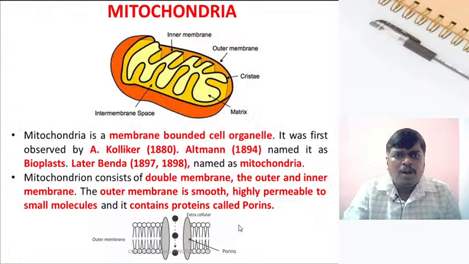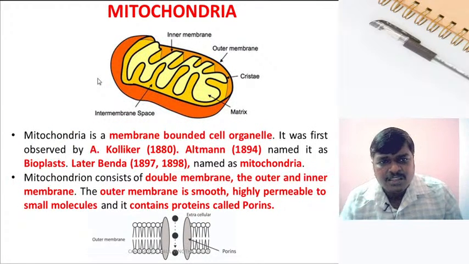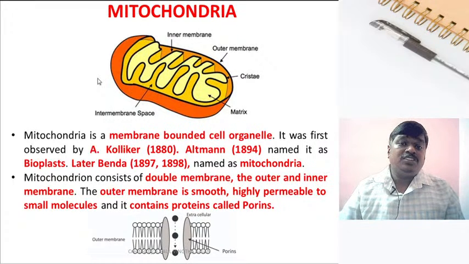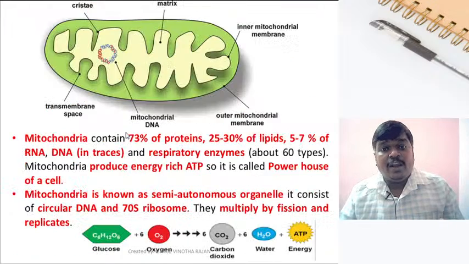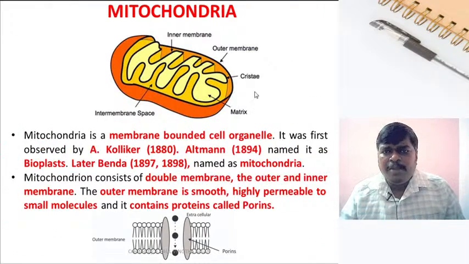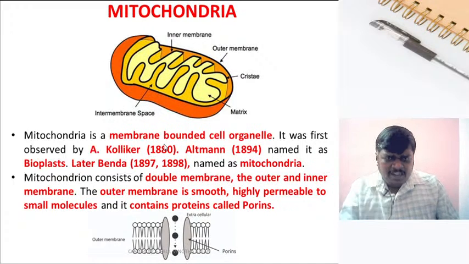Next, we are going to talk about mitochondria. The mitochondria is known as an autonomous organelle. Why is it called an autonomous organelle? I'll tell you why later. The mitochondria is a membrane bounded organelle. It has two membranes, the outer membrane and inner membrane.